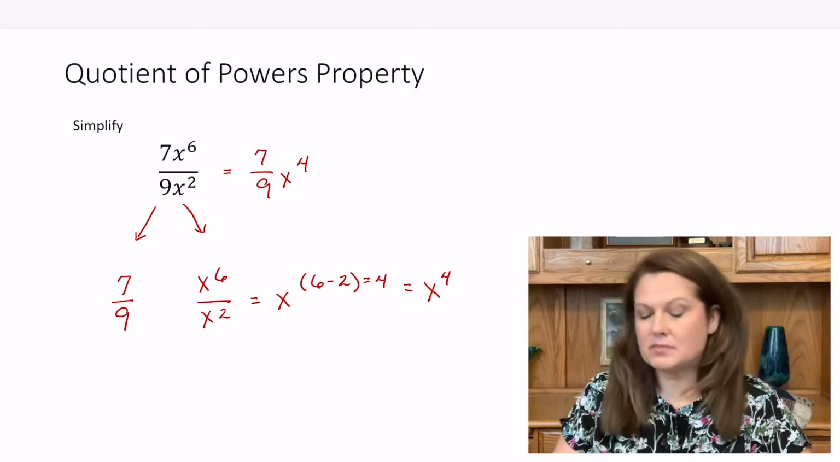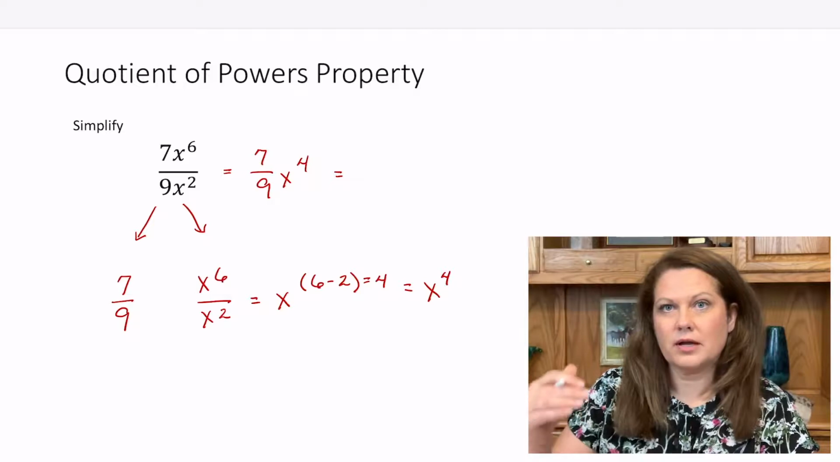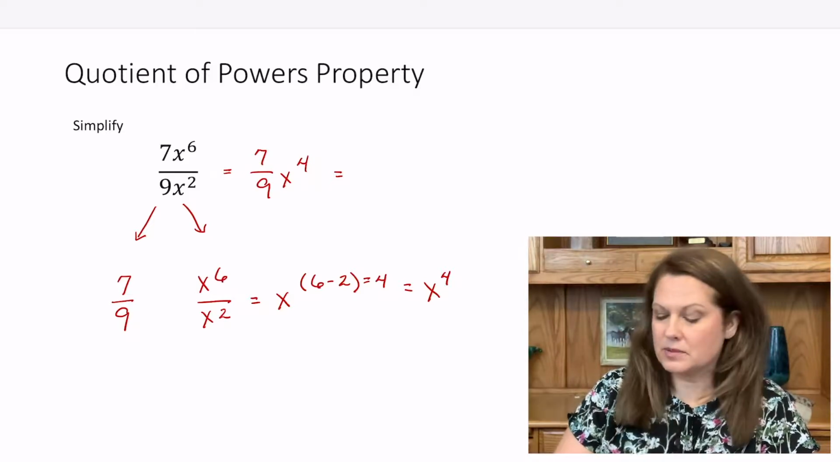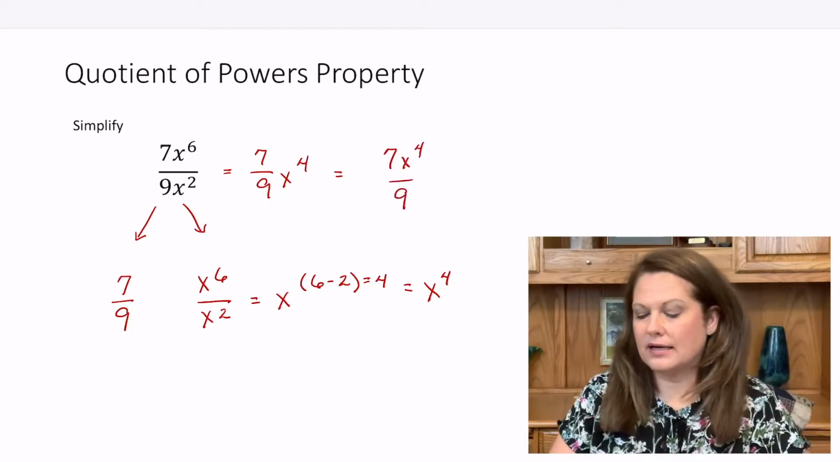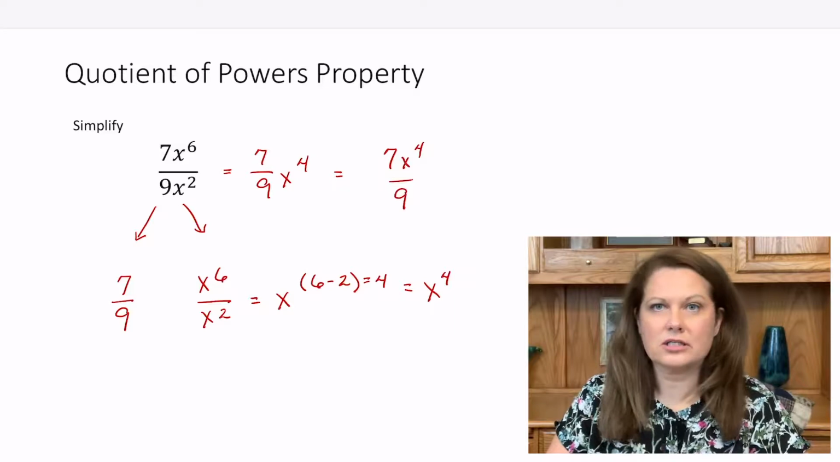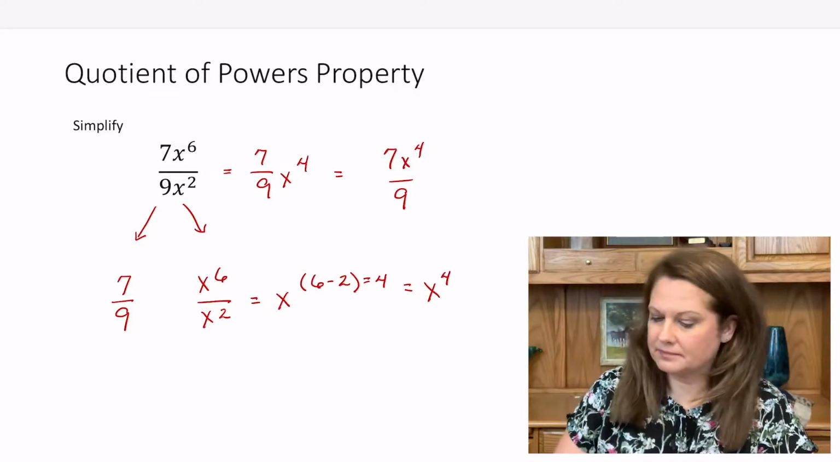Now you may see some teachers, because x to the 4th is actually a whole number, keep it in the numerator's position. So you could actually say 7x to the 4th divided by 9. And it's the same thing, it just looks a little differently. Let's try another one.